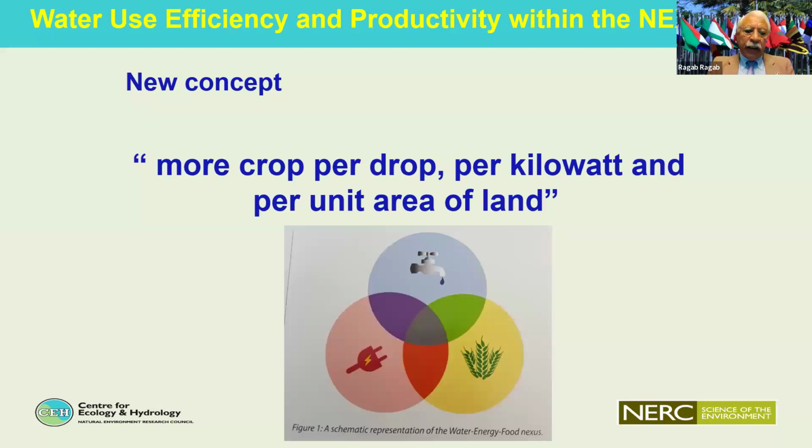And now we have also to consider the energy, as irrigation needs energy, and also saving water means saving energy. And the new concept now that we are working on in ICID, I'm the chairman of a working group on water, food, energy nexus. The new concept is not more crop per drop, it's more crop per drop per kilowatt, even more than that, per kilowatt and per unit area of land. So we need to take into account the nexus in our work and in our thinking.